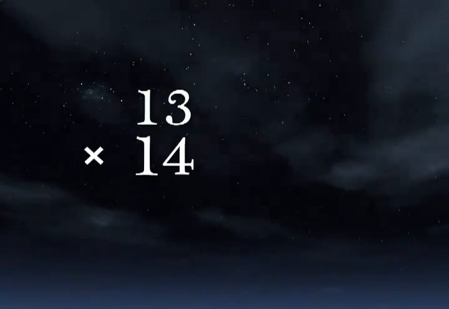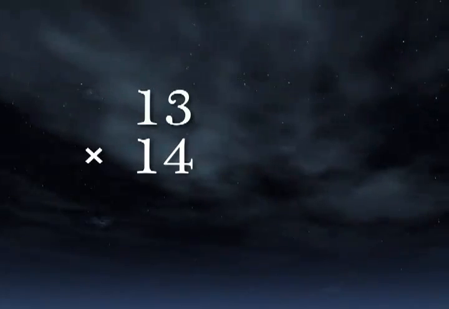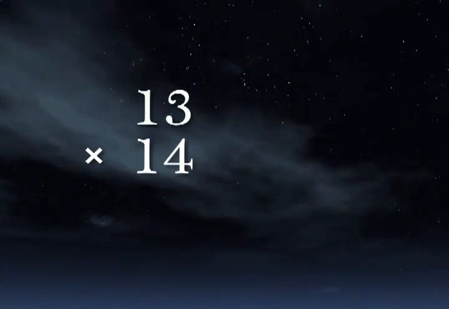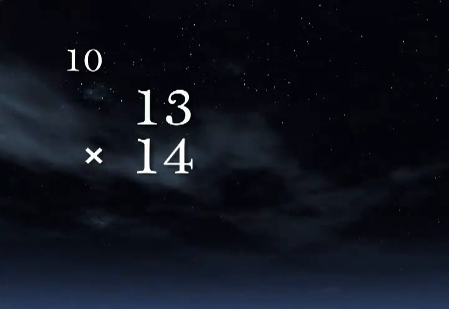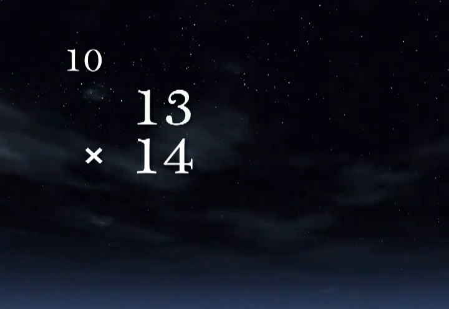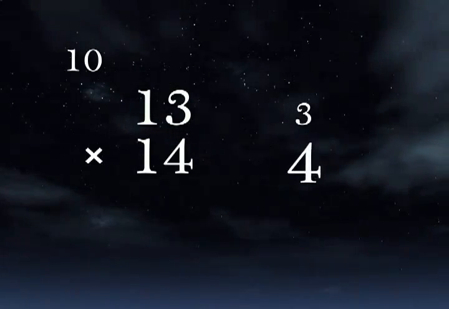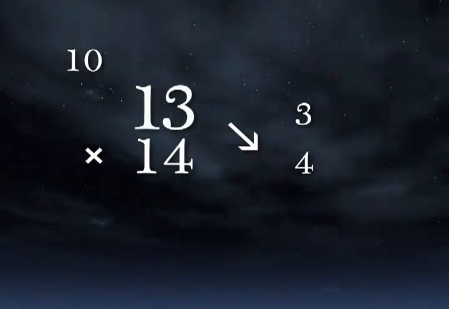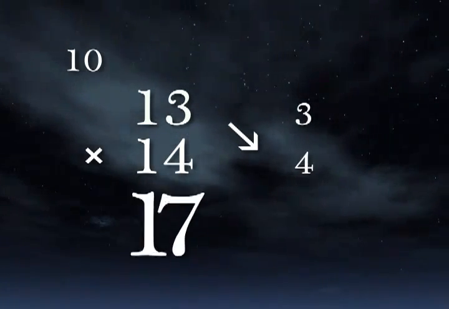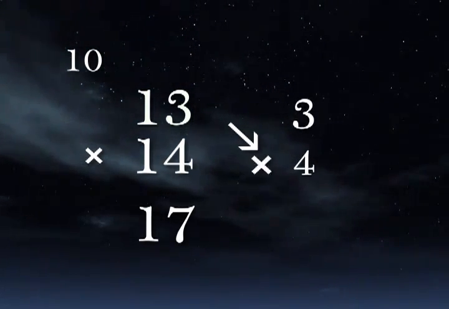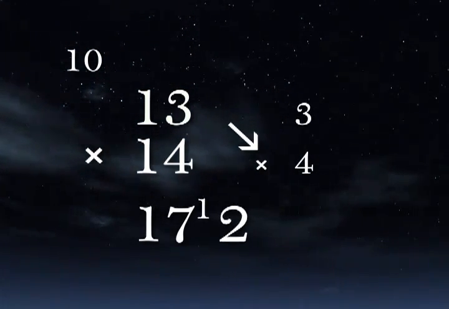Answer this question in under 5 seconds. What's 13 times 14? Both numbers are close to 10, so we'll use 10 as our base. 13 is 3 more than 10, so we write 3. 14 is 4 more, so we write 4. Working crosswise, 13 plus 4 is 17. So that's the left side of the answer. 3 times 4 is 12, so that's the right side amount.